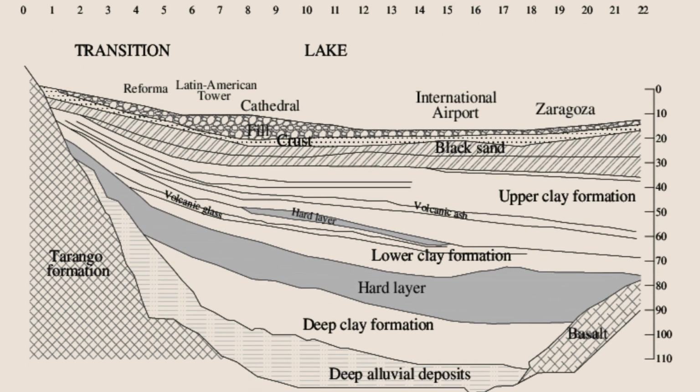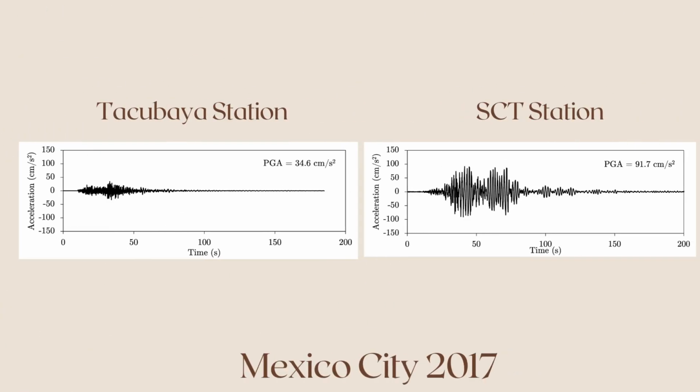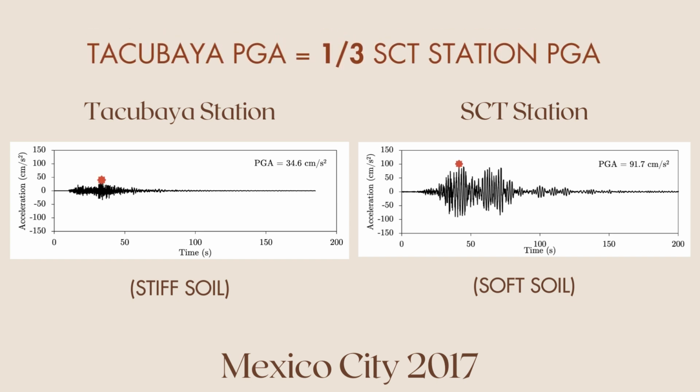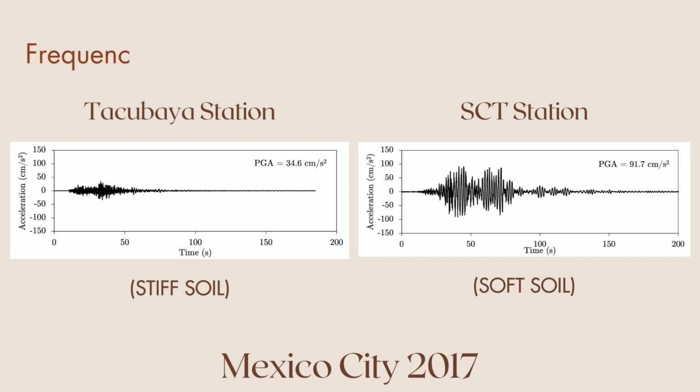Most parts of the city lie on thick deposits of soft clay soils that tend to amplify seismic waves. This can be seen by comparing the acceleration records measured at two nearby locations with different soil conditions. The Tacubaya station, which lies on stiff soils, experienced a PGA of 1/3 of that recorded at SCT station, which lies on soft soils. The records also showed a change in the frequency content and an increase in the duration of the ground motion at SCT site.